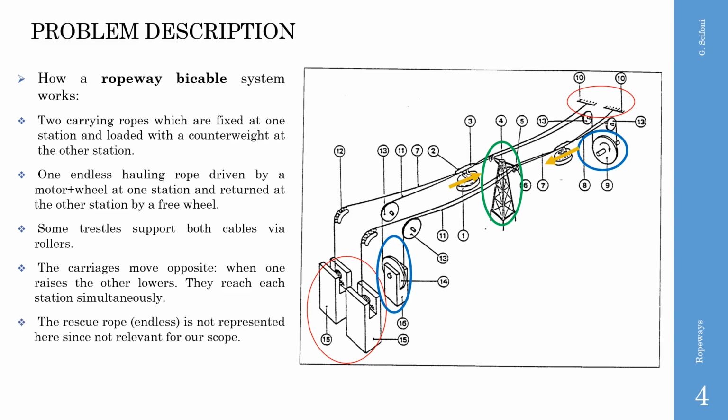Moreover, there is a third rope system, also endless, that is the rescue rope. This rope is used to access the carriages in case of emergency, but is not represented in the sketch, because not significant for our scope.